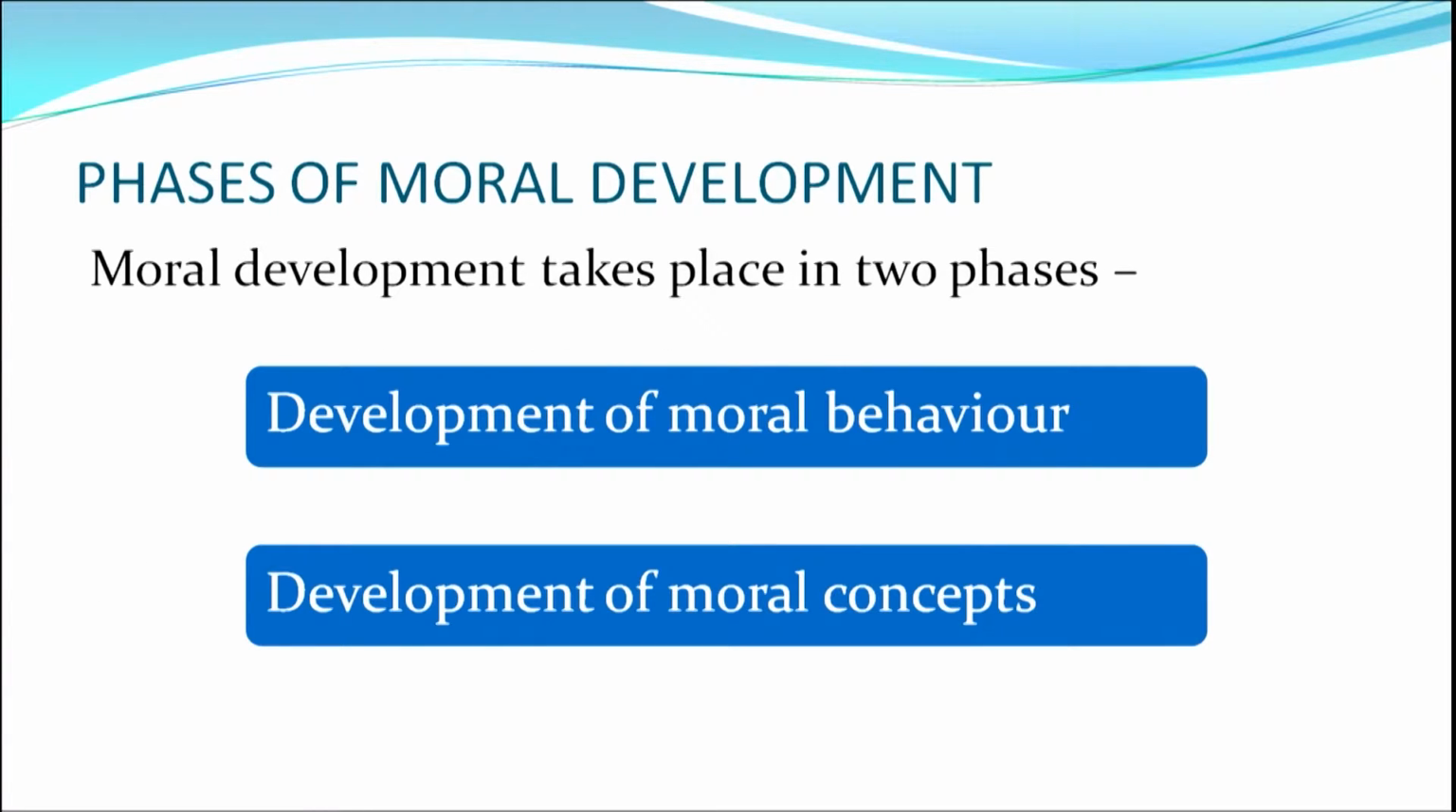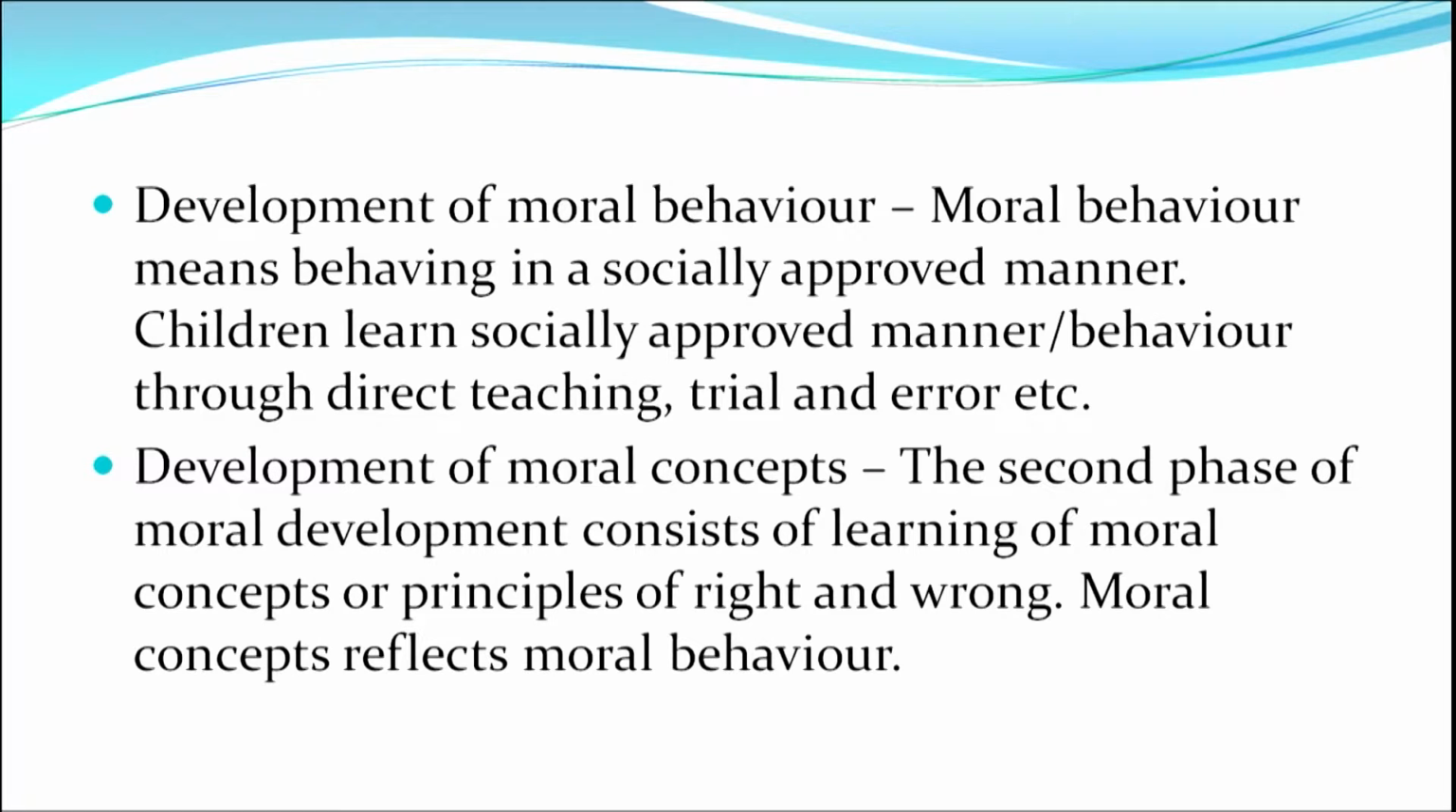Next thing in moral development is the phases of moral development. Actually, moral development takes place in two phases. First is the development of moral behavior and the second is the development of moral concepts. Development of moral behavior: moral behavior means behaving in a socially approved manner. Children learn socially approved behavior through direct teaching or through trial and error.